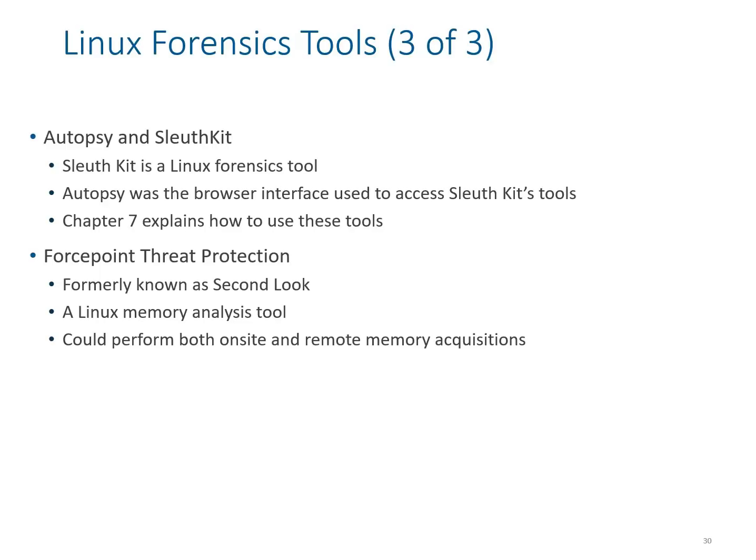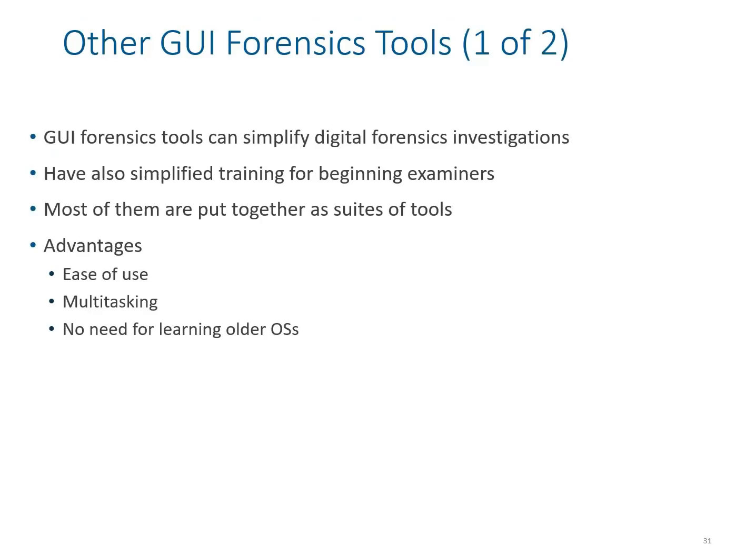And Face Point Threat Protection, formerly known as Second Look, was another one, a Linux memory analysis tool, because some of these kinds of viruses and worms sit in the memory and try to launch attacks from there.